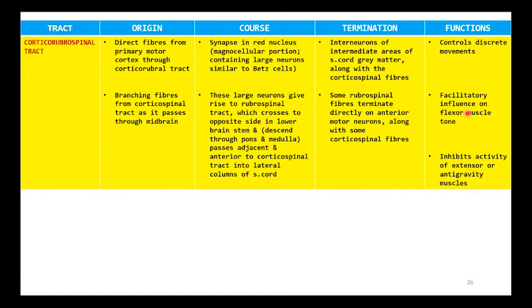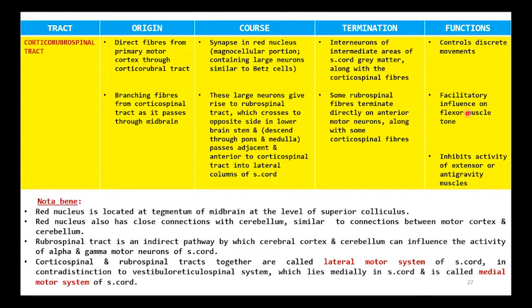So we have discussed the pyramidal pathways, the anterior corticospinal tract, and the lateral corticospinal tract. And then we have discussed this cortico-rubrospinal tract. In fact, this cortico-rubrospinal tract is an indirect pathway through which the cerebral cortex and the cerebellum can influence the activities of the spinal cord.